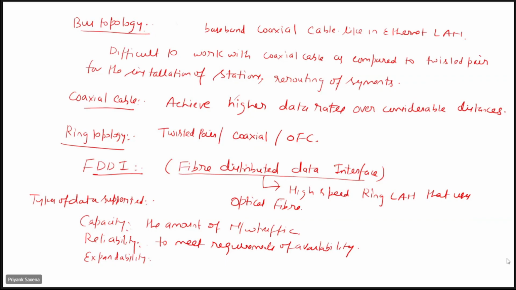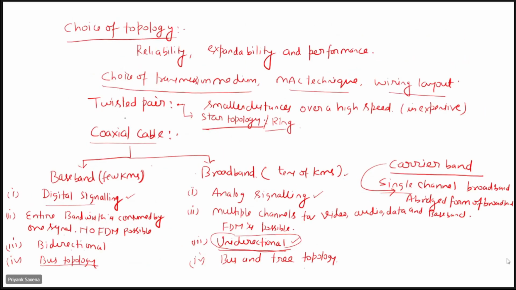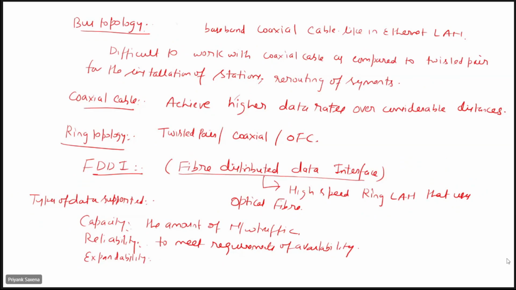So on a coaxial cable we can achieve higher data rates over larger distances as compared to the twisted pair. On the other hand, as per the topology, twisted pairs can be used in star topology and ring topology, both can use twisted pair. And as I say, the ring topology is suitable with twisted pair, coaxial cable, OFC.